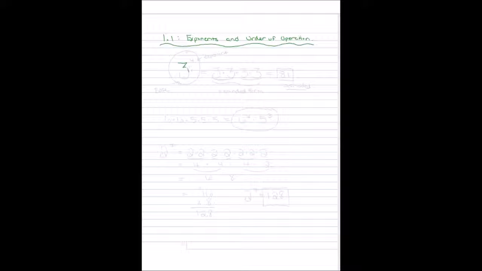So this right here, 3 raised to the 4th power, is called exponential notation. The 3 represents the base, and the 4 represents the exponent. This is the exponential notation. If I wanted to write this in expanded form, remember exponentials are just repeated multiplication. So it would be 3 times 3 times 3 times 3. And this is the expanded form.